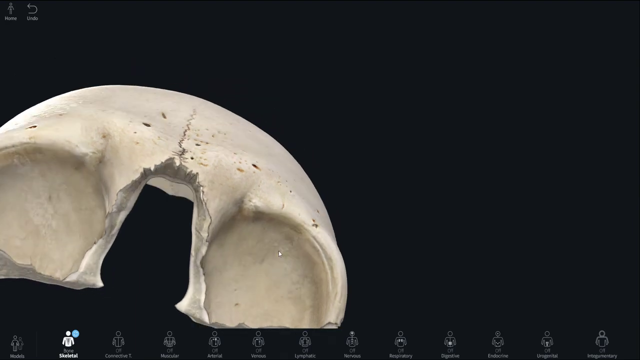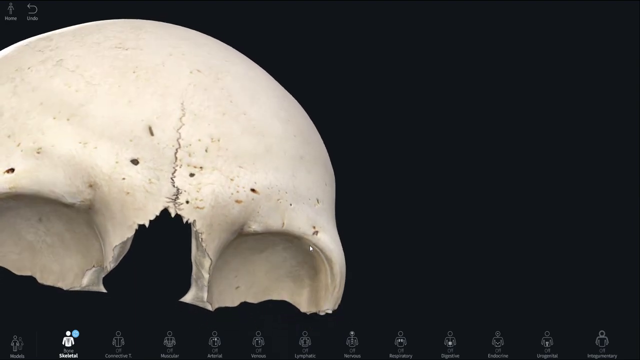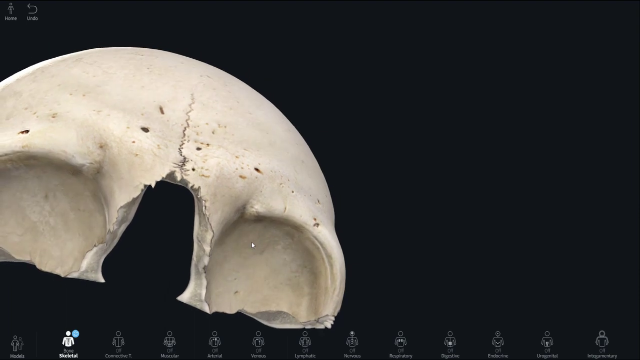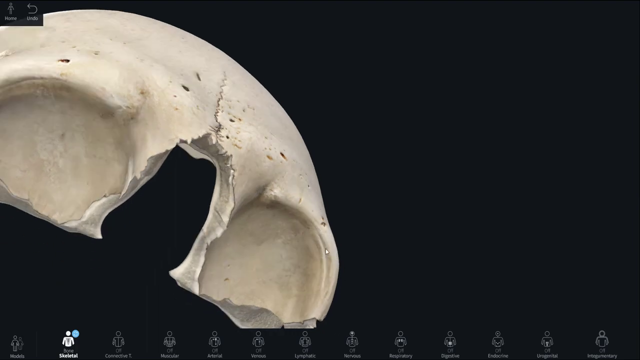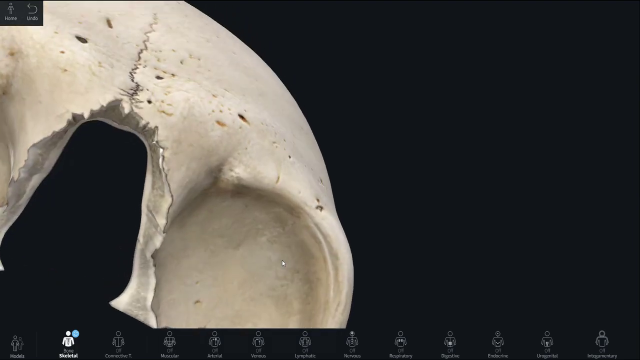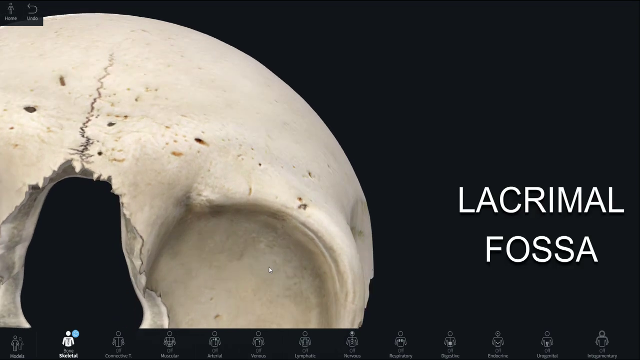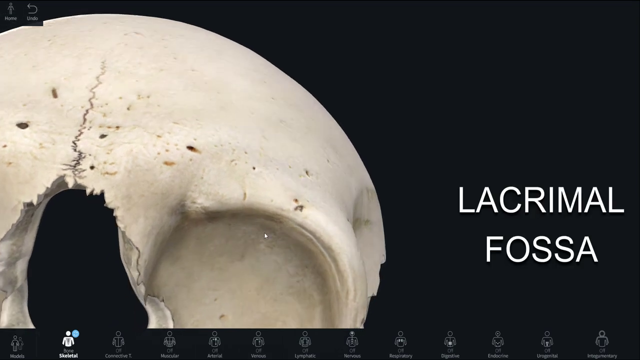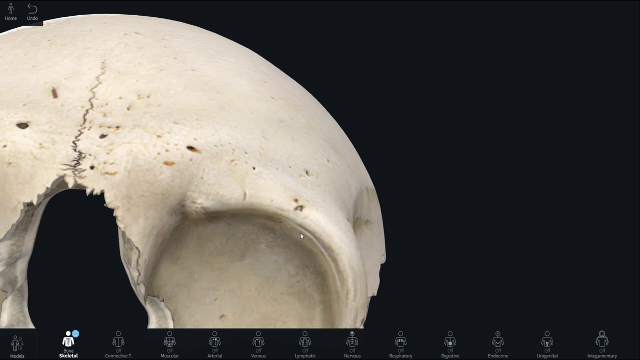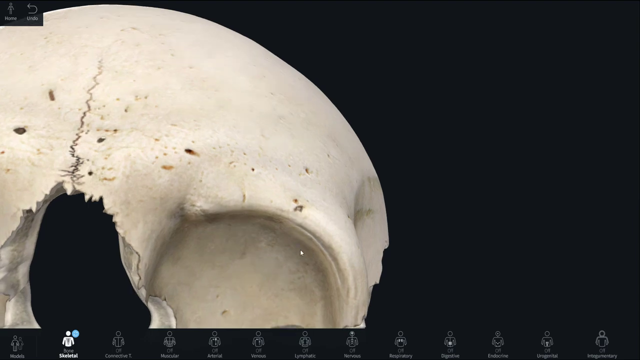Over here, anterolaterally, in the orbital region of the frontal bone, somewhere over here, there is a depression. Okay, there is a depression. That depression is actually called the lacrimal fossa. It's obviously meant for lodging the lacrimal gland, or more precisely the orbital part of the lacrimal gland, right? So the lacrimal fossa is present anterolaterally in the bony orbital plate of the frontal bone.